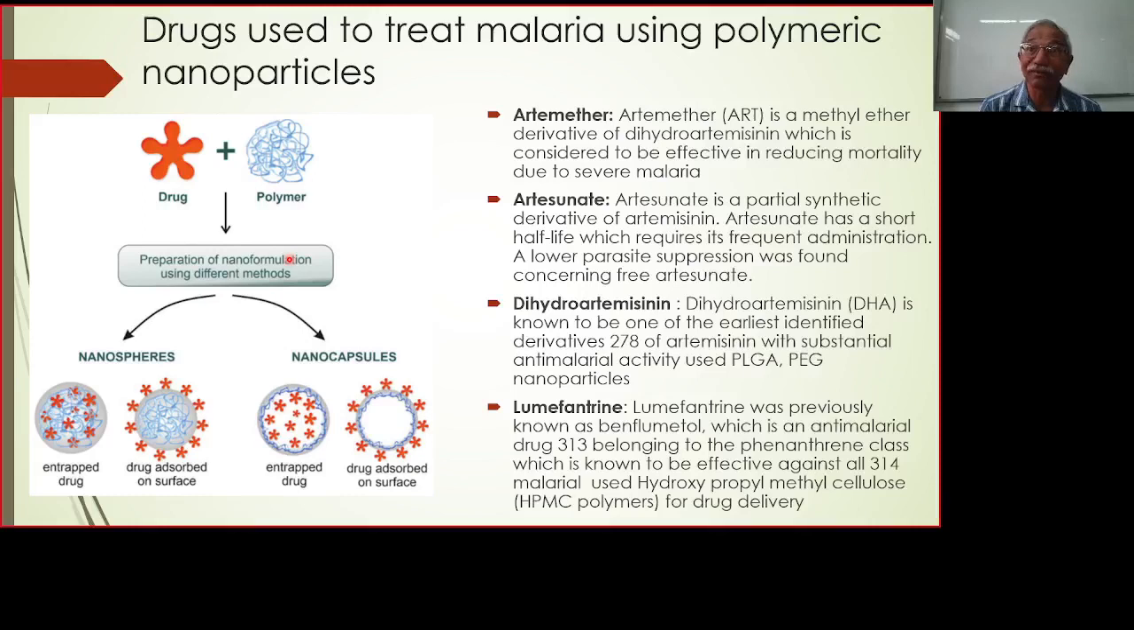Then there is artesunate. Artesunate is a partial synthetic derivative of, again, artemisinin. All of them are new drugs that have been developed after the introduction of artemisinin. And now you can take the drug and put it into a polymer. It can be either a polymer microparticle or a microsphere.